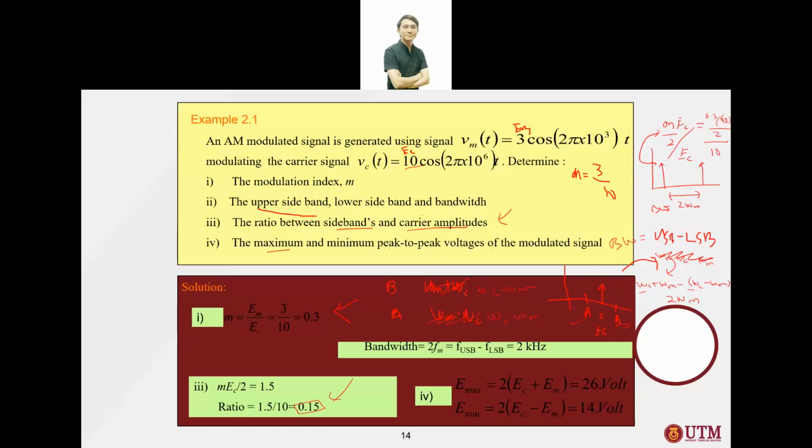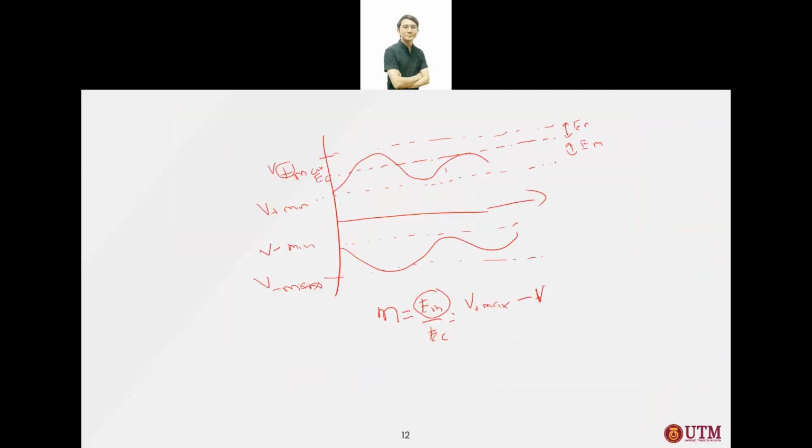The maximum and minimum peak-to-peak voltage of the modulating signal. For maximum peak-to-peak, 2 times EC plus EM, so you get 26 volt. And minimum peak-to-peak voltage, EC minus EM. Again, this one is voltage, the amplitude, as shown here.